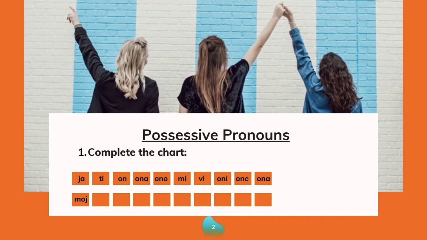Ja moj. Ti tvoj, on njegov, ona njen, ono njegov, mi naš, vi vaš, oni njihov, one njihov, ona njihov.